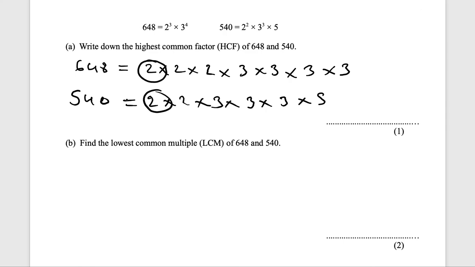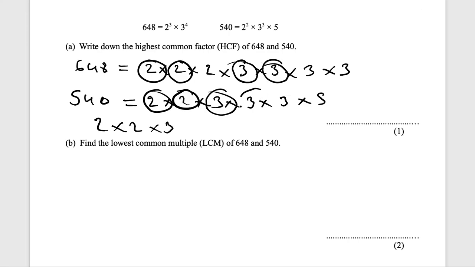So 2 and 2, 2 and 2. Then we don't have another 2 in here, but we have 3, 3 and 3. We have another 3 and 3. And then we have another 3 and 3. Yeah, so those are the numbers which come up in both sets. So now all you need to do is do 2 multiplied by 2 multiplied by 3 multiplied by 3 multiplied by 3. And that would get you an answer of 108. Okay, that would be worth 1 mark.